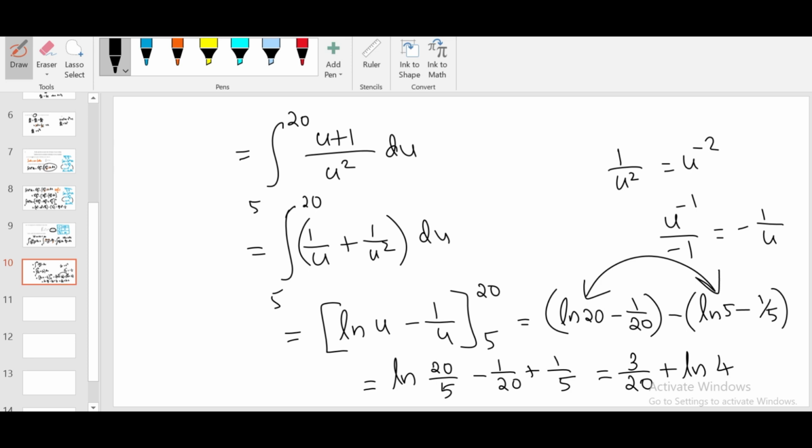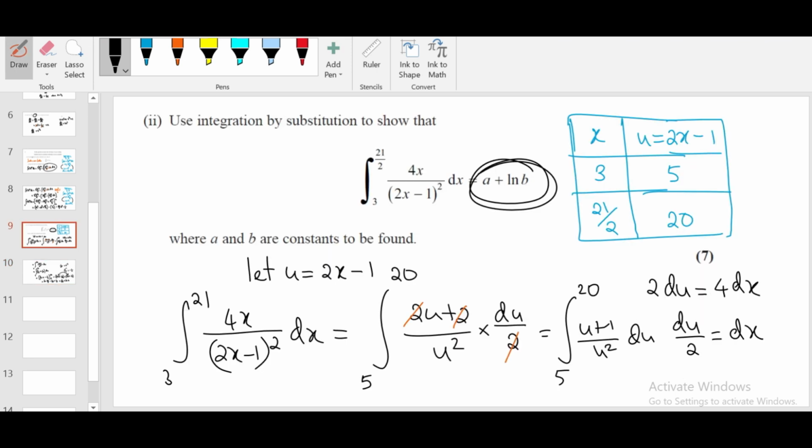So you will get 3 over 20 plus ln 4. That's the required answer. It's a 7-mark question. So most of the students, they make mistake in the part where we convert everything in terms of u. So you have to be very careful when you convert everything in terms of u. So that's all.